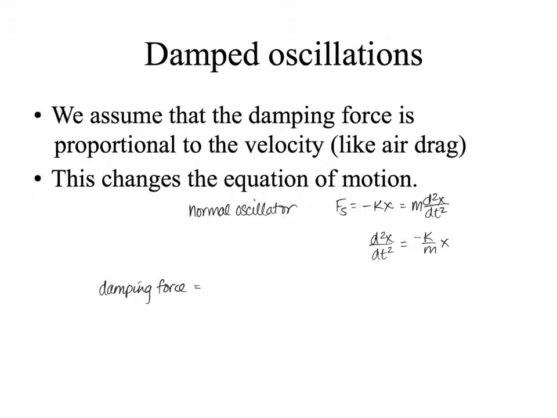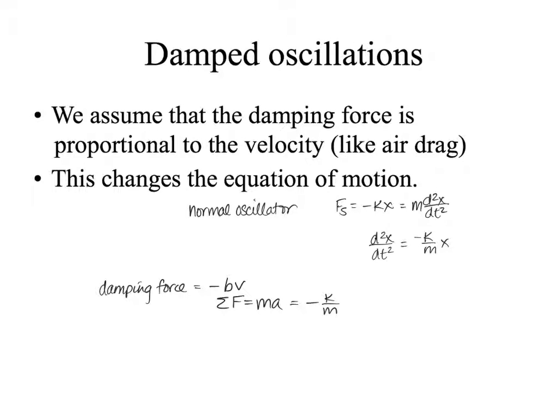When we're talking about damping, there's going to be a damping force. This damping force we're going to say is equal to minus b, which is just a damping constant, times the velocity. So we're making the conscious choice, which is usually pretty accurate, that the damping force is proportional to the velocity. An example of this would be the drag that you might experience in air, or if you put the oscillator in a fluid.